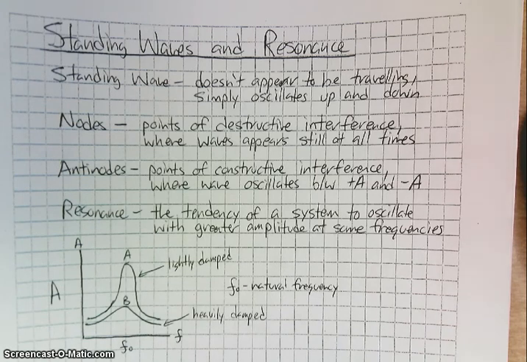Parts of a standing wave that we'd like to talk about are things like nodes and antinodes. If you look at the definitions here, nodes are points of destructive interference where the particular wave would appear to be still at all times. So again, if you think about jump ropes, this would be where the person's hands would be. And then antinodes are parts of constructive interference where the wave oscillates between positive A and negative A. So that would be probably right above your head and above your feet, or below your feet.